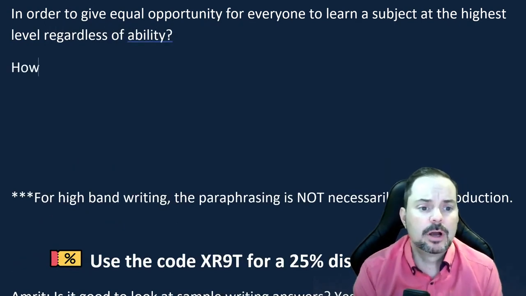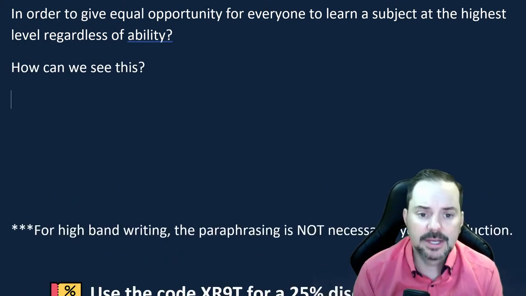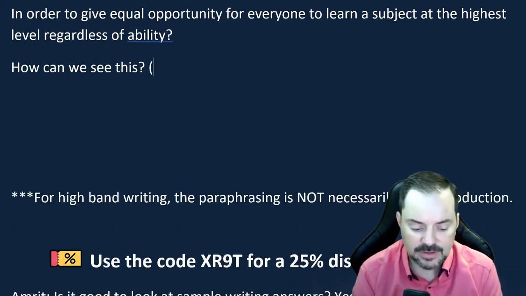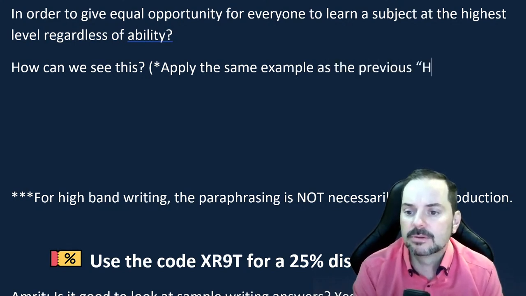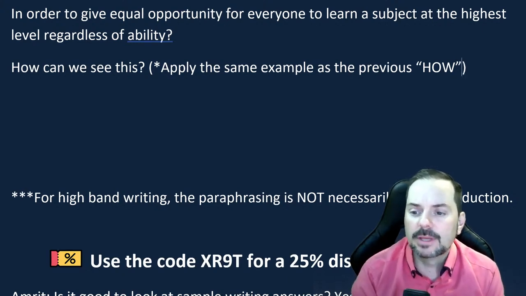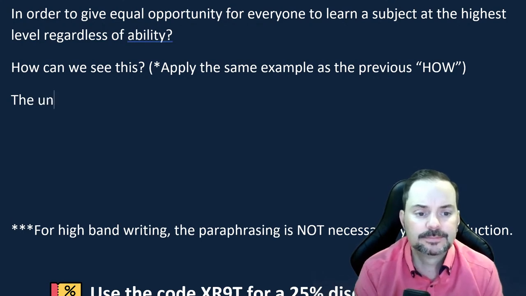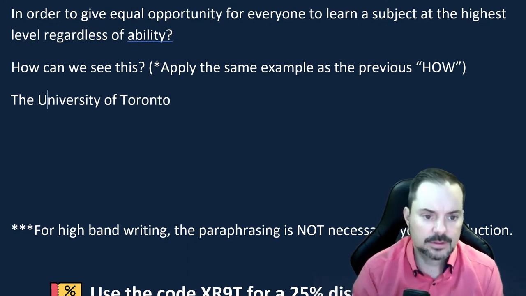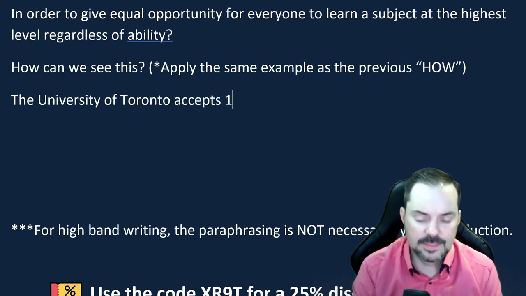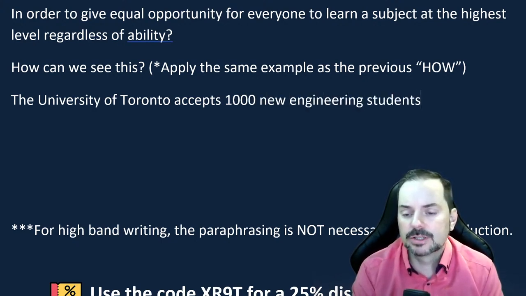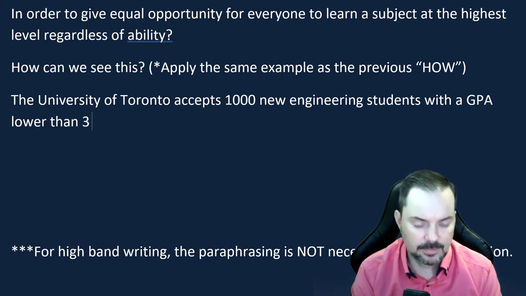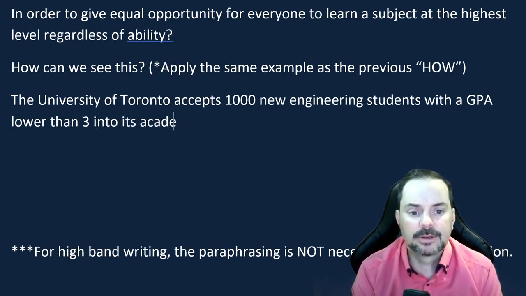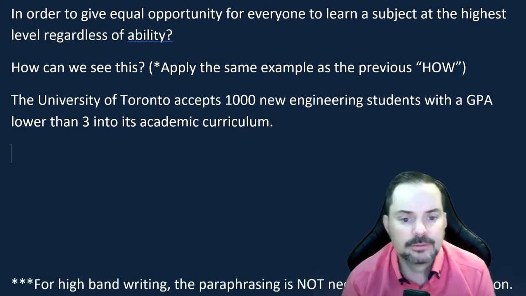Okay, and then how can we see this? Okay, and here try to apply the same example as the previous. So apply the same example as the previous how. Okay, so let me show you what I mean by that. So the University of Toronto accepts 1,000 new engineering students with a GPA lower than 3 into its academic curriculum. Okay, so that would be my example.